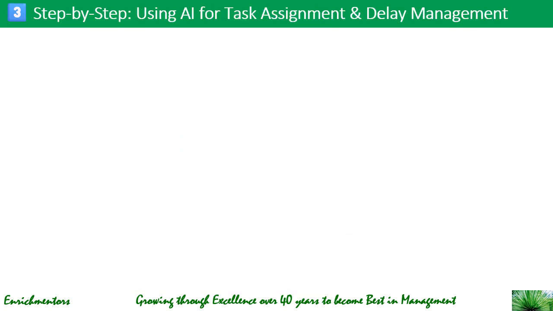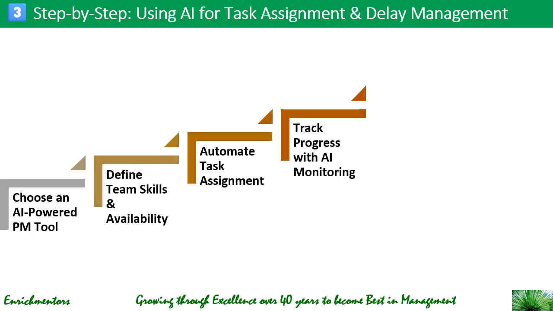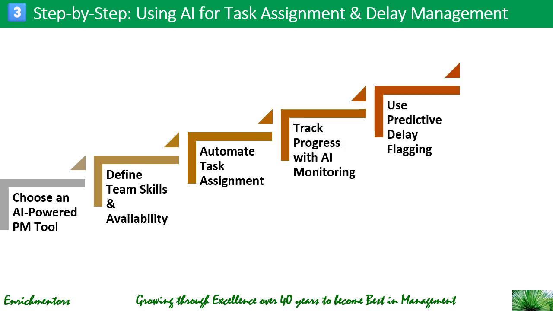Now let's take a look at the steps you can take in using AI for task assignments and delay management. The first is to choose an AI-powered project management tool. Second, define team skills and availability. Then automate task assignments, track progress with AI monitoring, use predictive delay flagging, and auto-reallocate and escalate using AI. These are the six steps you can use to learn about using AI for task assignments and delay management. Let's take a look at each step.